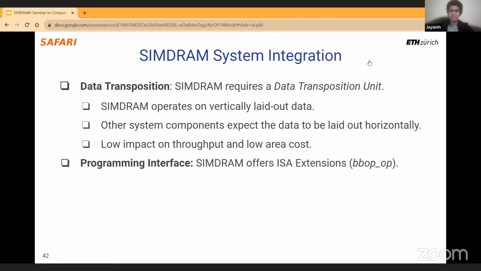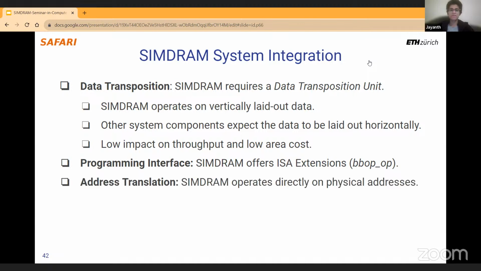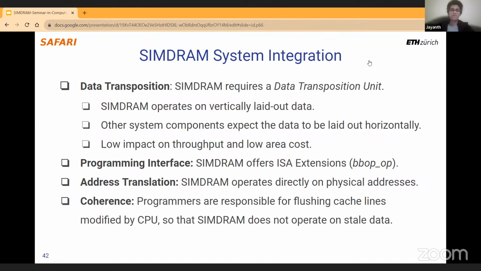And SIMDRAM also offers us ISA extensions, the bbop instructions, which the programmer can use to invoke in-DRAM processing. And there is no additional overhead in terms of address translation because SIMDRAM directly operates on physical addresses. And coming to cache coherence, when there is shared data between the CPU and the SIMDRAM-enabled DRAM subarray, and if the CPU happens to modify the data, the programmer should manually flush the corresponding cache lines so that SIMDRAM does not operate on invalid or stale data.